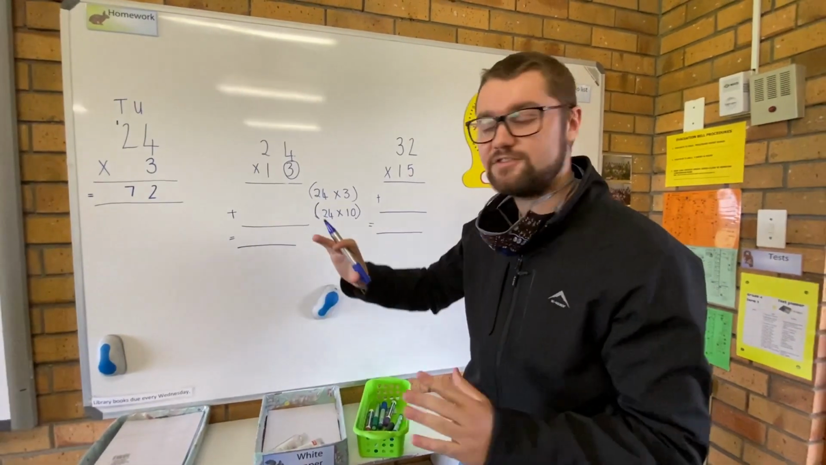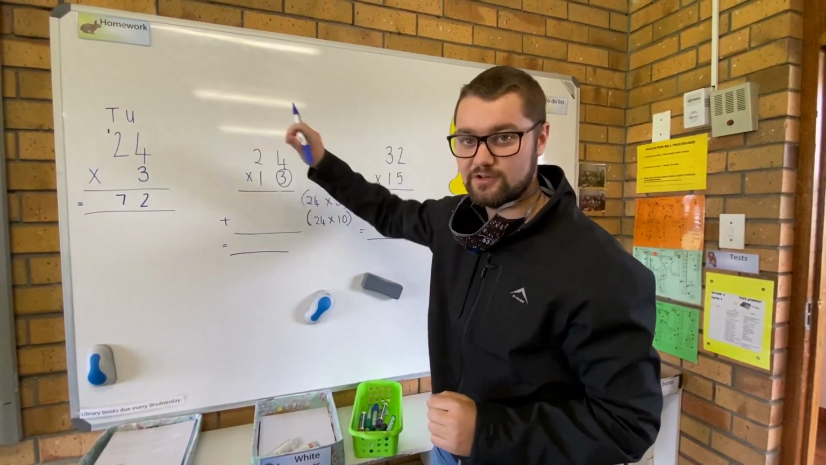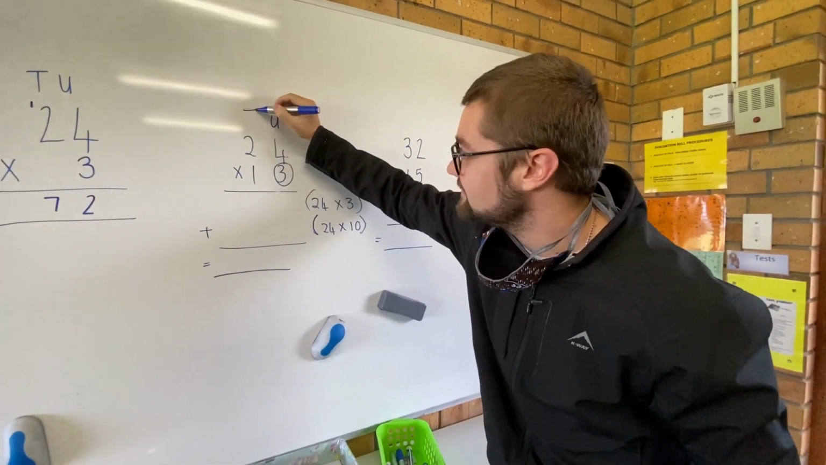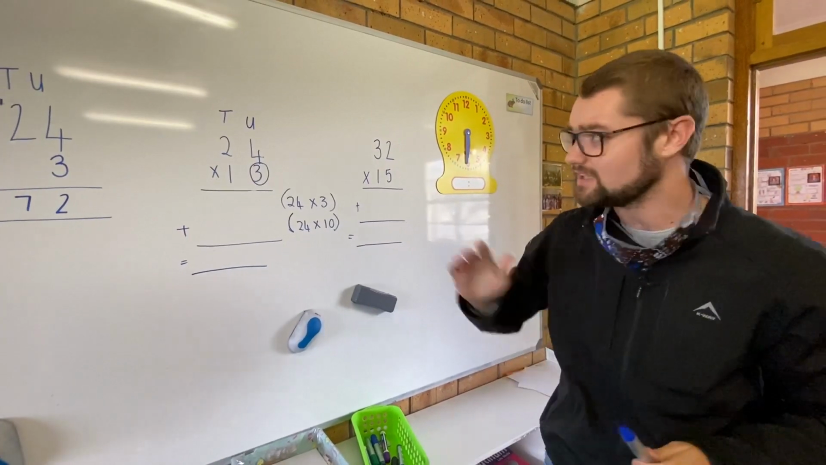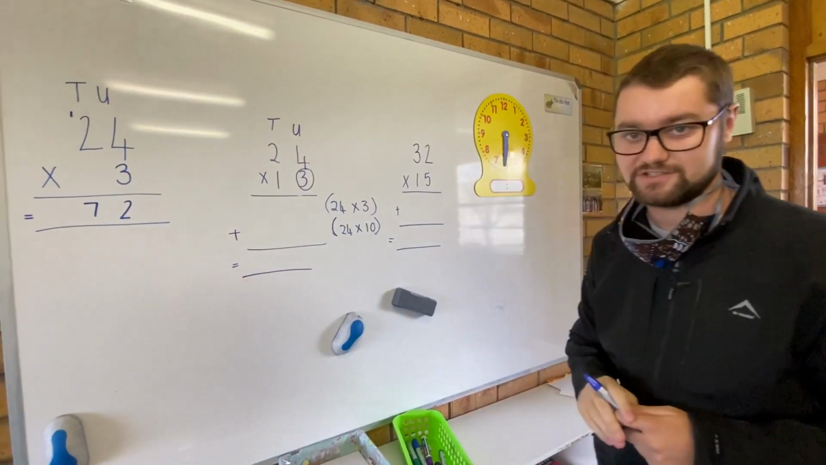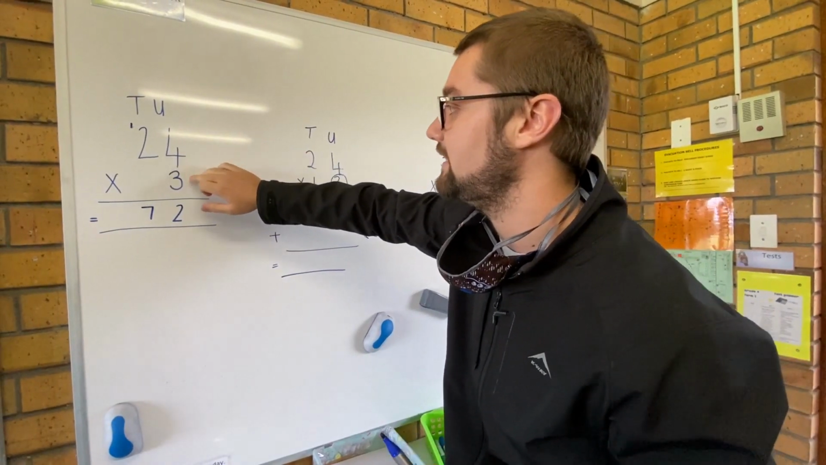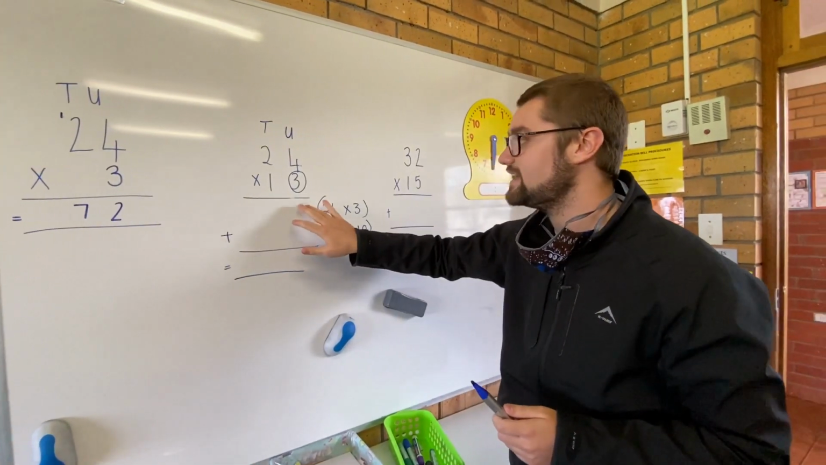Before we start, we need to know which column would be the units and the tens. So we're going to put the units above here and the tens above here. Now, as you saw in the previous question, what Miss Clayton did first is she said 3 times 4 and 3 times 2. So let's do the same over here.